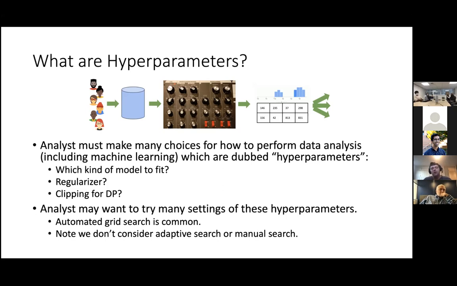So in this work, we're not going to consider any kind of adaptive search or a manual search where some human is involved. We're just going to consider the grid search approach, the naive brute force strategy to hyperparameter tuning, which is what people do often in practice.